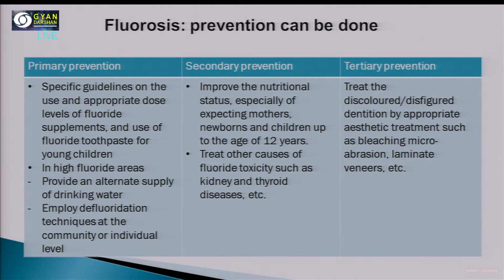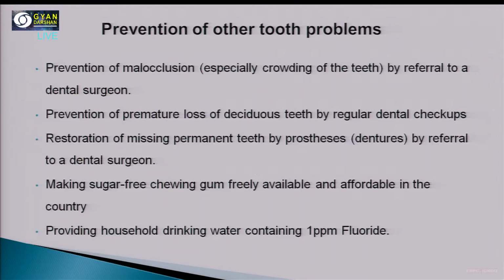Fluorosis also can be prevented by using the primary prevention, the secondary prevention and the tertiary prevention approaches as we have mentioned in your book chapter. The prevention of other tooth problems, especially malocclusions, should be diagnosed and referred to oral health centers. But the main thing would be restoration of the missing or permanent teeth with the help of dentures, or making the diet a sugar-free diet, or preferring children to chew sugar-free chewing gum, and providing at least drinking water of 1 ppm to the families.